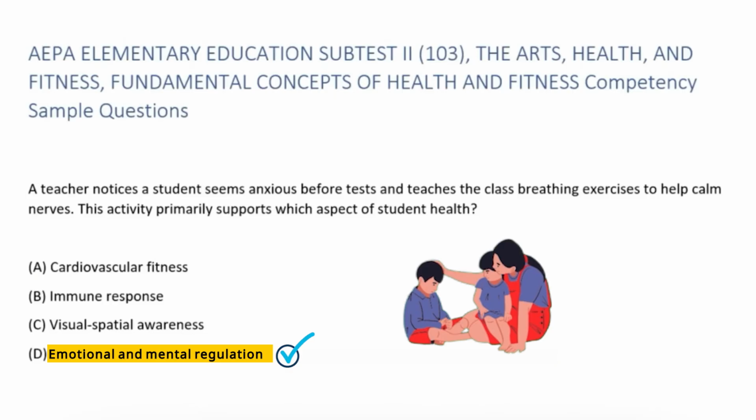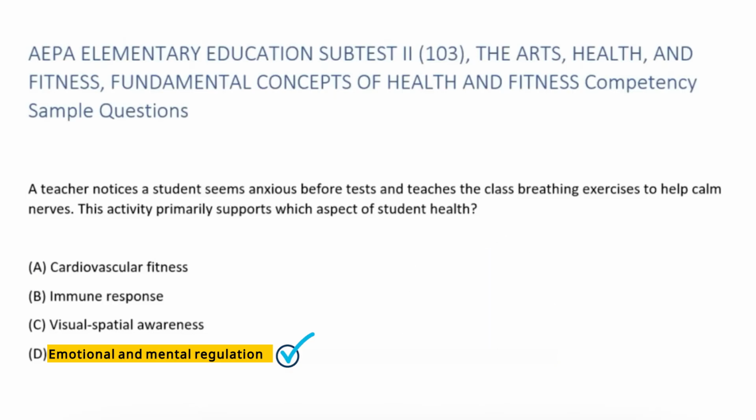Emotional and mental regulation. This strategy supports students' emotional and mental well-being. Deep breathing calms the nervous system and helps students handle stress in healthy ways. Why not the others? Well, A, cardiovascular fitness is more about physical endurance, not anxiety. B, immune response refers to physical illness, not emotions. And C, visual spatial awareness is more about movement and coordination.